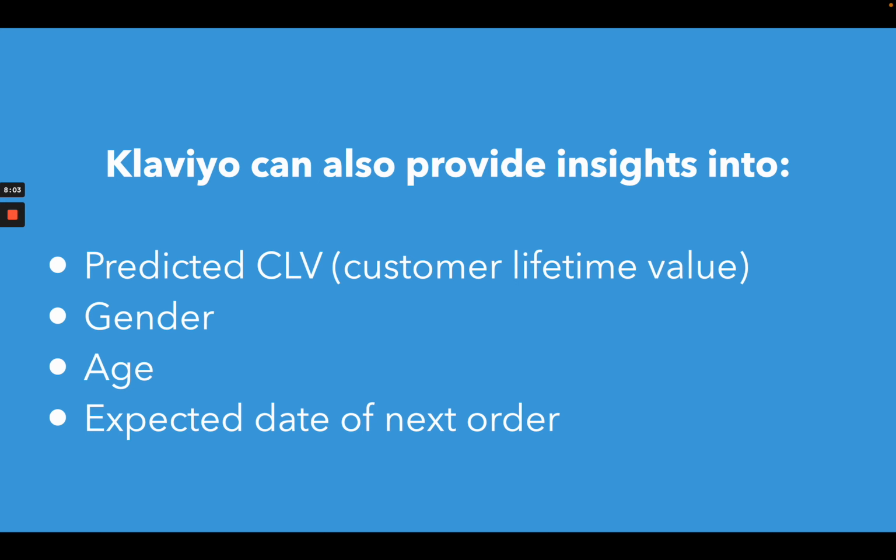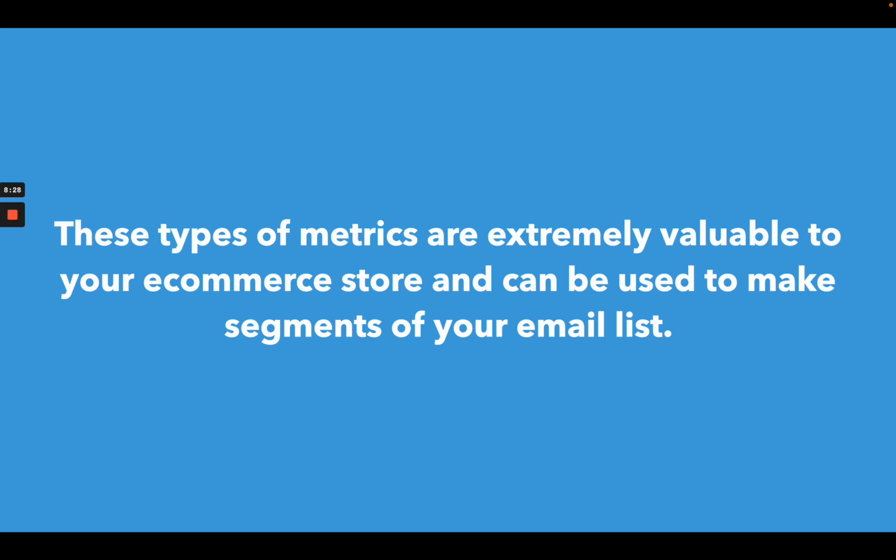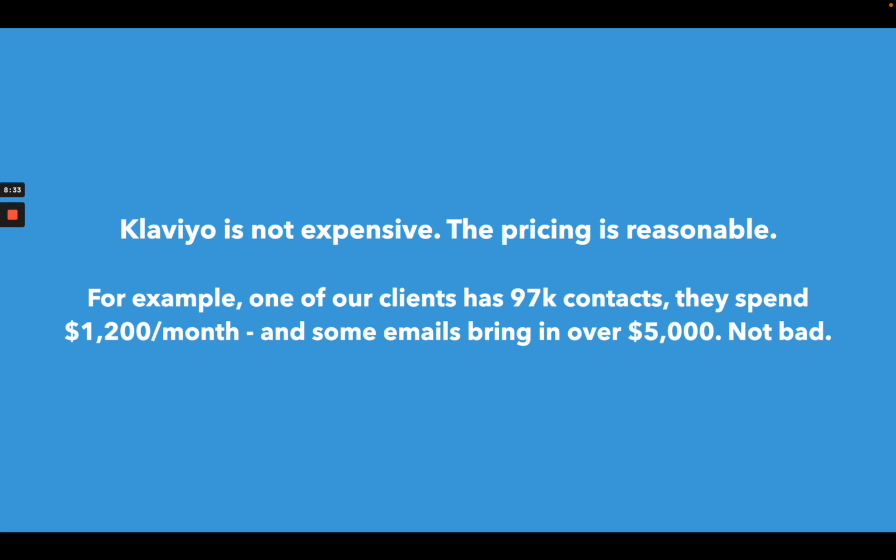Gender as well, so it'll tell you info about the gender of the contact, the age, and then the expected date of next order as well, which is super handy. If you have a supplement store or something like this, people need to buy renewals, this could be really important. And obviously, yeah, you can do some really cool things with that. Now, these types of metrics are extremely valuable to your e-commerce store, and they can be used to make segments of your email list.